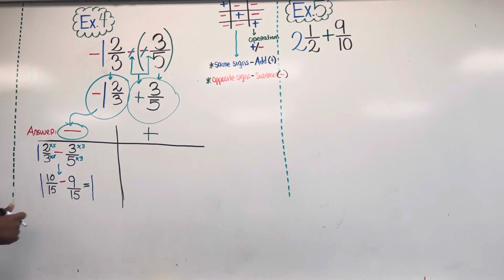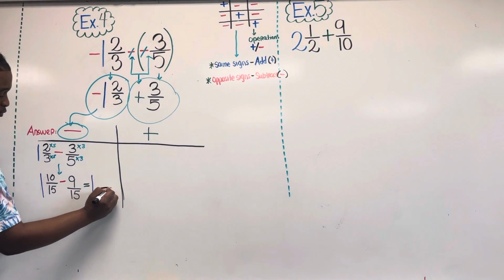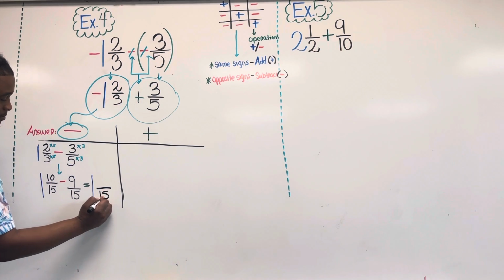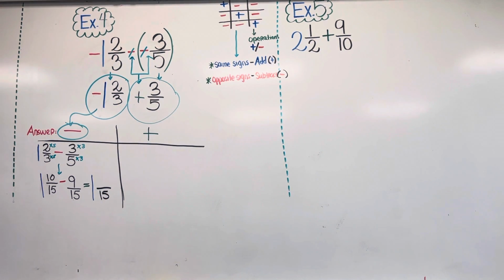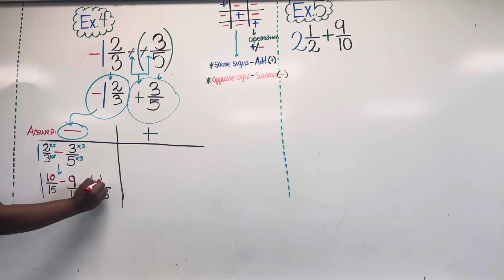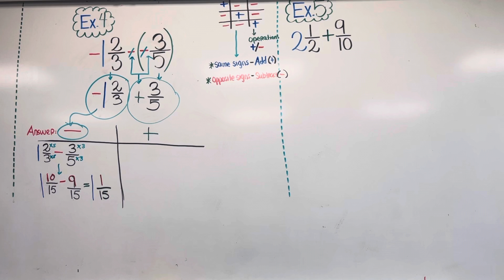Remember, guys, we never, ever, ever subtract the denominators. So it's going to still be 15. We only subtract the numerators, and I'm going to make them red so we can clearly see what we're subtracting. So 10 minus 9 equals 1. So that is my answer.